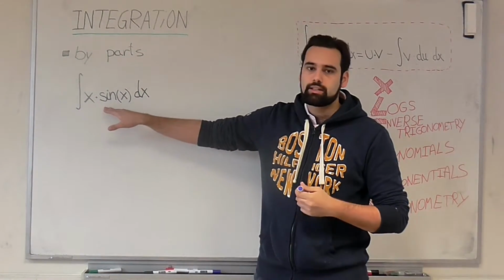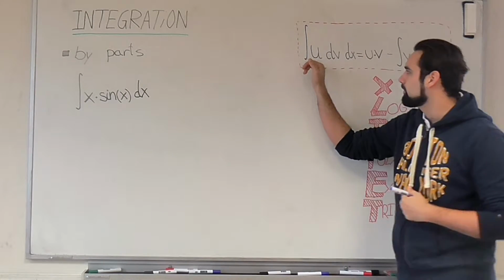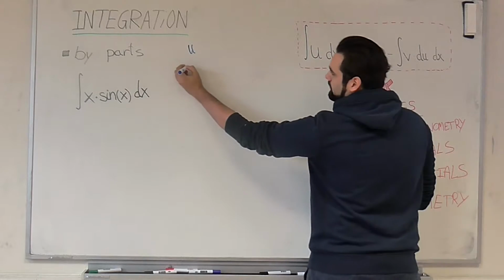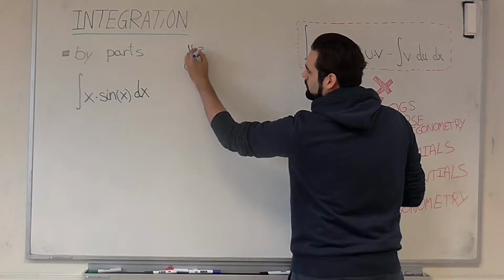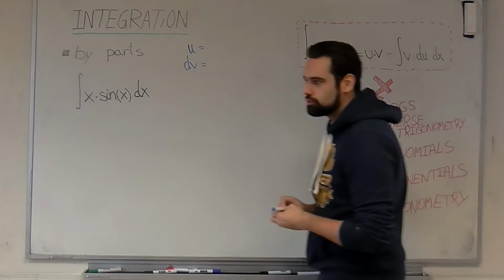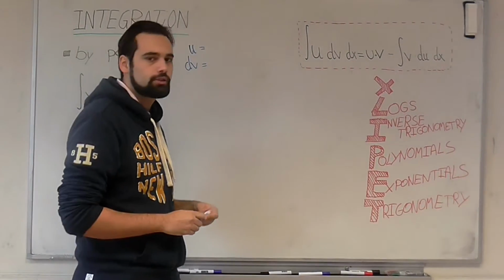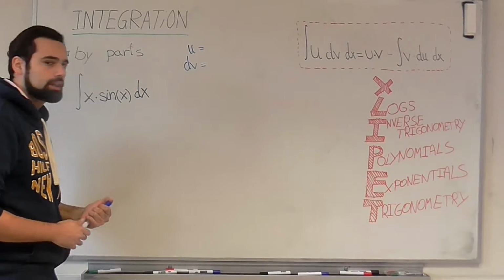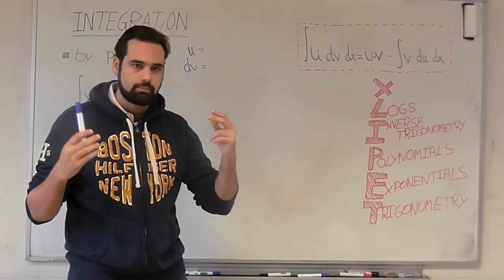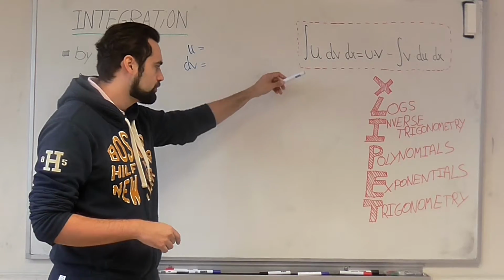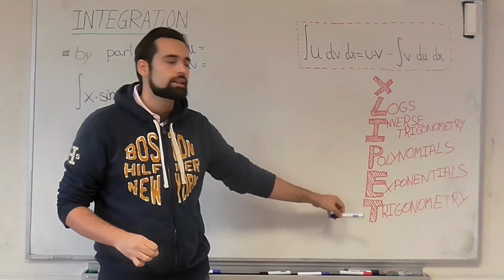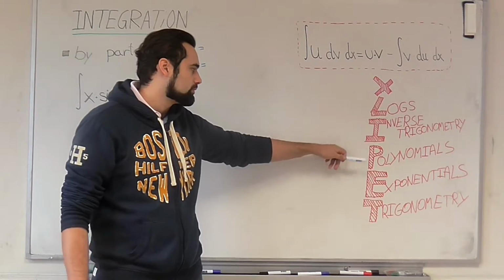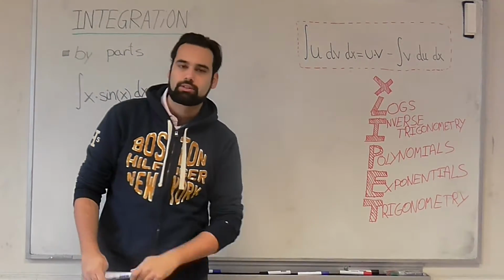So what we need to do, for using this formula, is take a look at what we have inside the integral, and then notice that we have something that is called u and something that is called dv. So we want to choose what u and what dv are going to be, so that the resulting expression is going to be as simple as possible. For that, we have a certain kind of priority choices, which is called x-lipet. X is just for x, like the normal x, logarithms, inverse trigonometry, polynomials, exponential, and trigonometry.